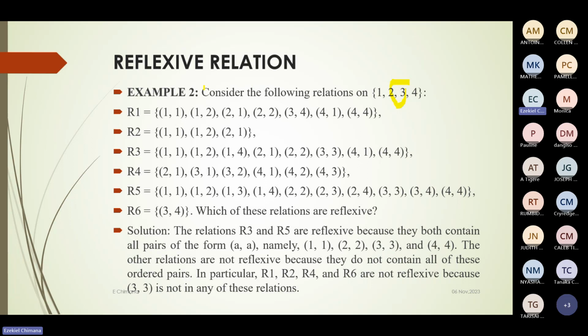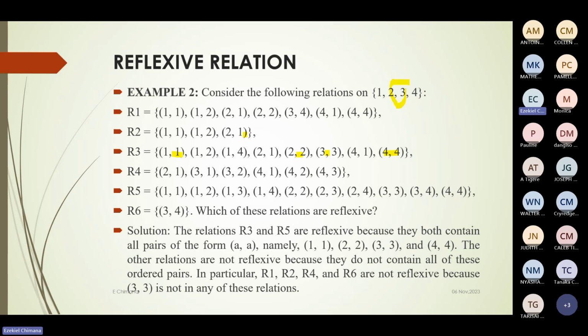So that's it. This one is not a reflexive relation because we do not have a (3, 3). Every value in our set must be mapped to itself for it to be a reflexive relation. R2 is also not a reflexive relation. Let's look at R3. We've got (1, 1), (2, 2), (3, 3), and (4, 4), so R3 is a reflexive relation.